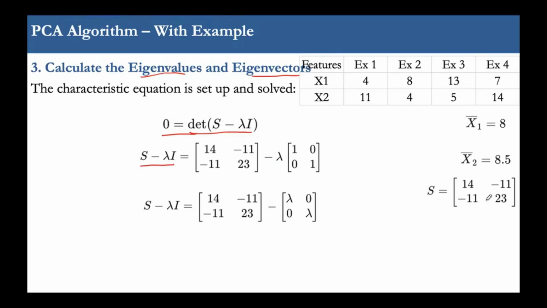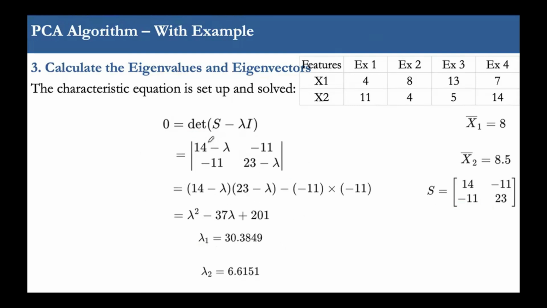S, already we have calculated, is this value. S minus lambda I, where lambda I is the identity matrix. We need to simplify it. When we simplify it, we will get lambda 0, 0, lambda. Now we need to subtract these two matrices. When we do the subtraction, we will get 14 minus lambda, minus 11, minus 11, 23 minus lambda.